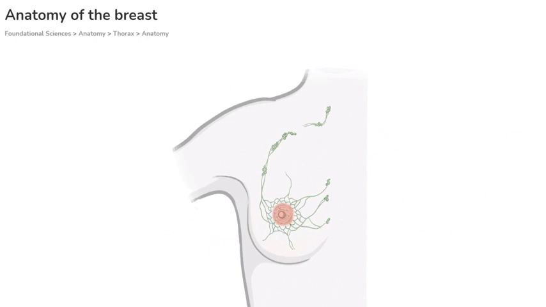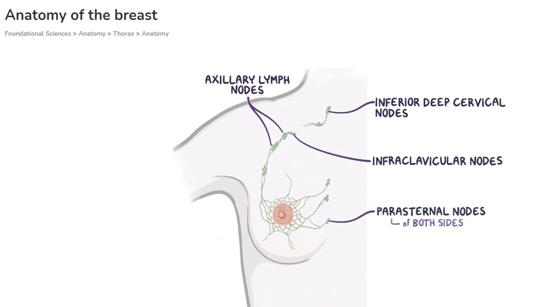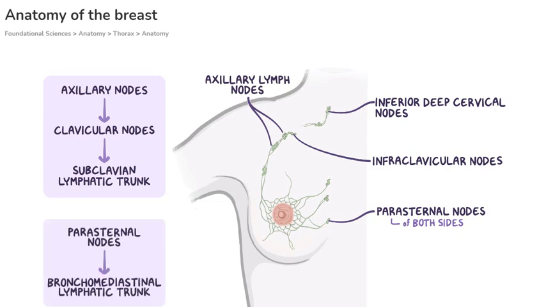Lymph from the skin of the breast, with the exception of the nipple and areola, drains into the ipsilateral axillary, inferior deep cervical, and infraclavicular lymph nodes, and also into the peristernal lymph nodes of both sides. Lymph from the axillary nodes first drains into the clavicular lymph nodes, and then into the subclavian lymphatic trunk. And finally, lymph from the peristernal nodes enters the bronchomediastinal lymphatic trunks, which goes on to eventually drain into the venous circulation.